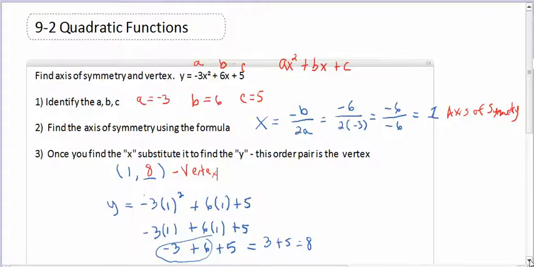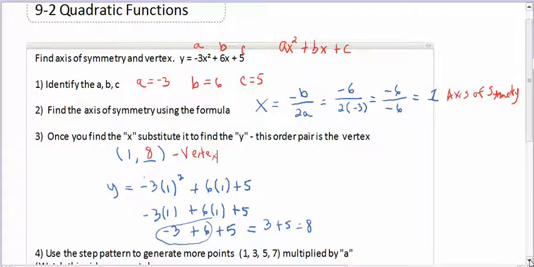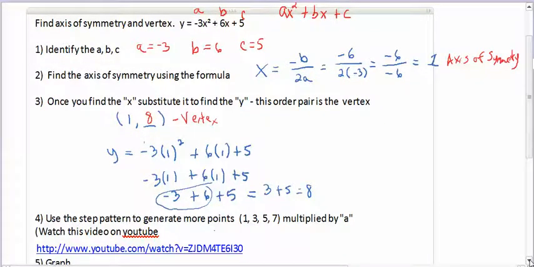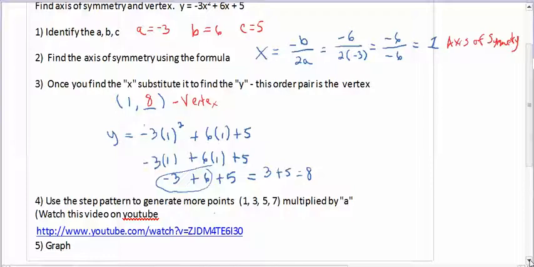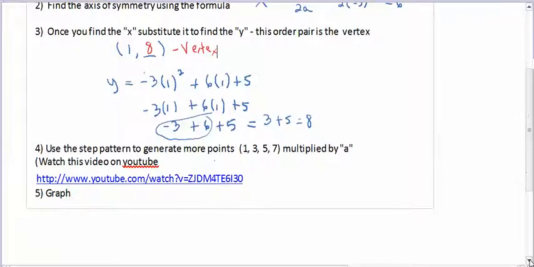Alright, then the next part of this, they're going to want you to graph it. So once you have your axis of symmetry and your vertex, then you're going to use what we call a step pattern to graph your parabola. I've had a hard time trying to use my tablet and my pen to graph, so we're going to watch a video on YouTube, and he's going to show us how to use a step pattern in order to graph. It'll save us from doing tables. Okay, we're going to graph that. He's got different problems than I have here.